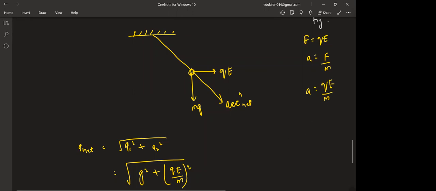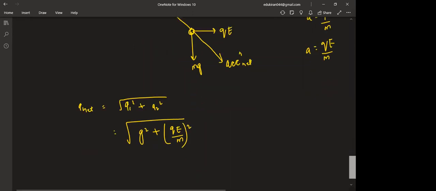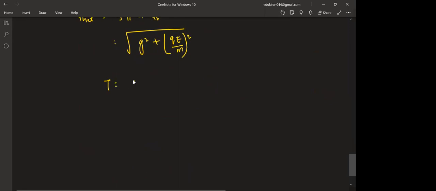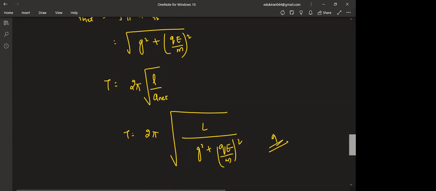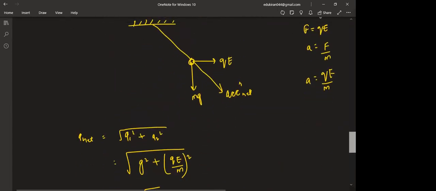Now you know the time period's formula. This is acceleration. So time period is 2 pi under root L by g, we write, but here we'll use the net acceleration. So your answer will become 2 pi under root L by the square root of g square plus (QE by m) whole square. So A option. All those who have given A option, their answer is correct. Others, note it down.